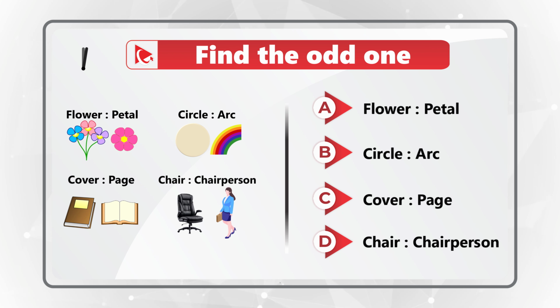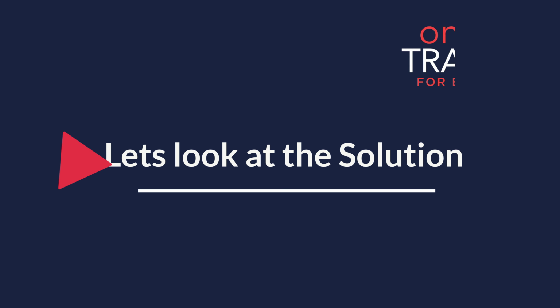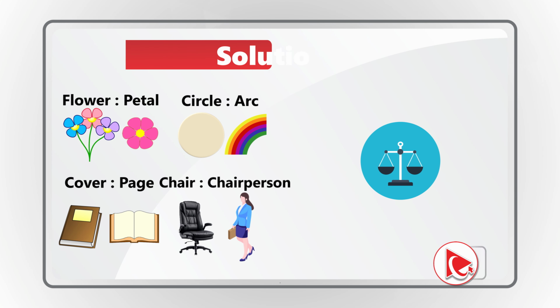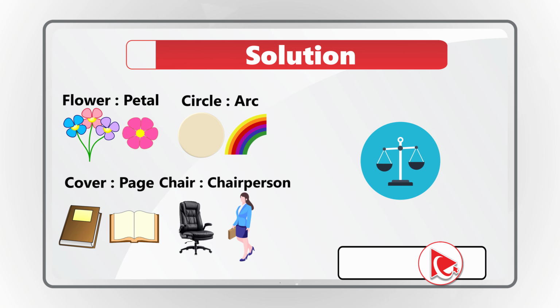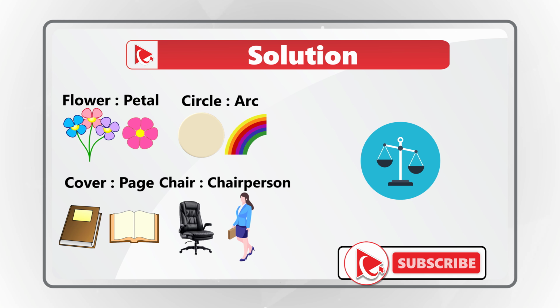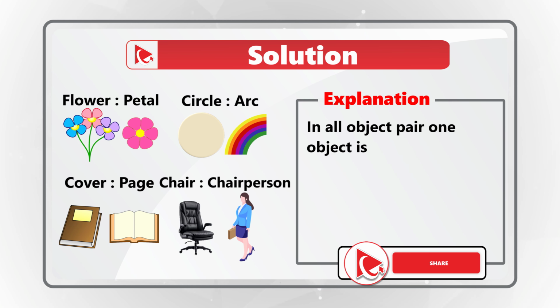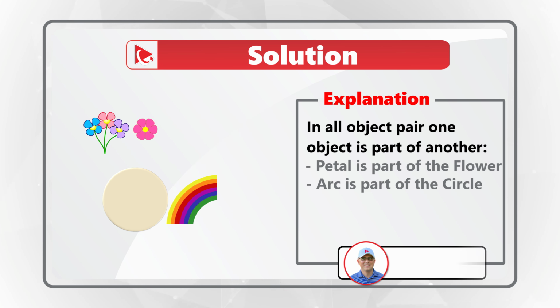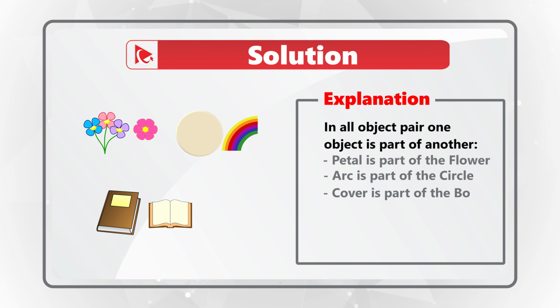Give yourself a little bit of time to see if you can come up with the solution. Ready or not, I am moving forward to share with you my version. And obviously, if you have a better way to solve it, please make sure to post in comments. The key here is to determine the relationship between the objects. And in all object pairs, one object is part of another. Let's look at the examples. Petal is part of the flower. Arc is part of the circle. And cover is part of the book.